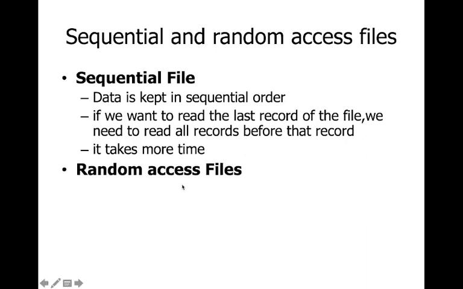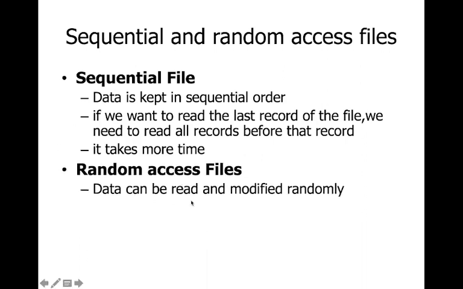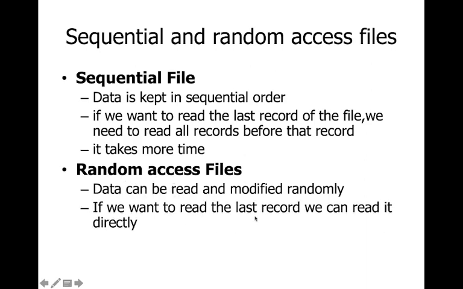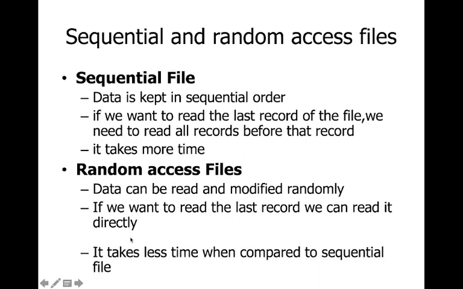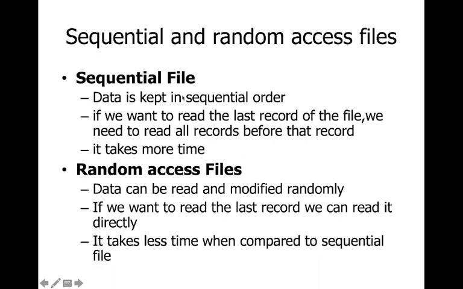Then we have random access files, where data can be read and modified randomly. So if we want to get the sixth record, we can directly get the sixth record. And if we want to modify the sixth record, we can modify it. So those types of files are known as random access files. So if we want to read the last record, we can read it directly. So it takes less time when compared to a sequential file. So that's the difference between sequential file and random access file.